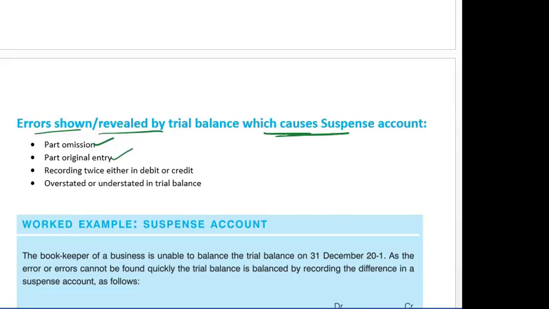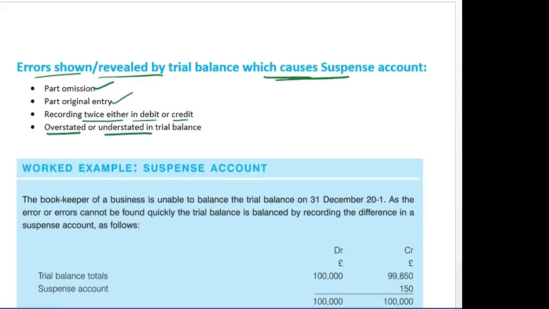Partly original entry or partly transcription. For example, one entry for both side debit and credit, it should be 98, but you have recorded 89, one side debit 98 correctly, other side it will not balance. Your trial balance will not balance, and it will be a reason of your suspense account. Recording twice in either debit or credit. Yeah, we'll be doing quite a few questions. Overstated and understated in your trial balance, written higher or lower itself, the whole figure. These will cause your trial balance to differ.